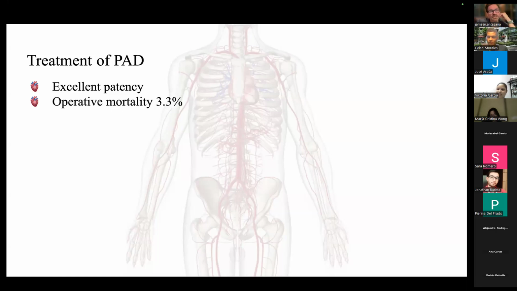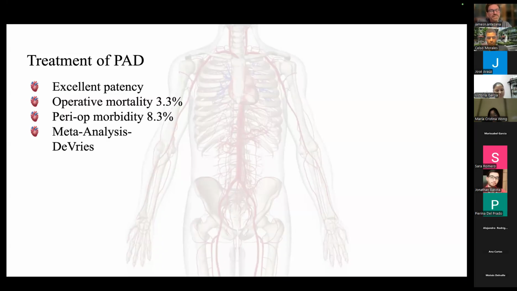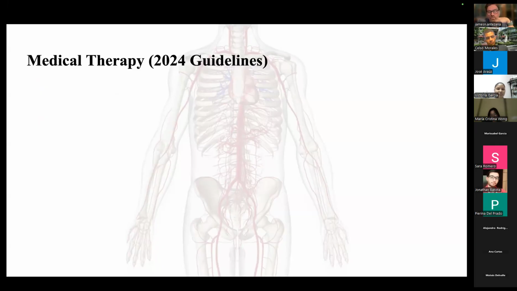Operative mortality for a patient getting an open procedure is about 3.3%. The perioperative morbidity is about 8.3%. And morbidity, I'm talking about stroke, MI, and other things such as infections. In meta-analysis, several authors have described, and supported the evidence I just provided to you.